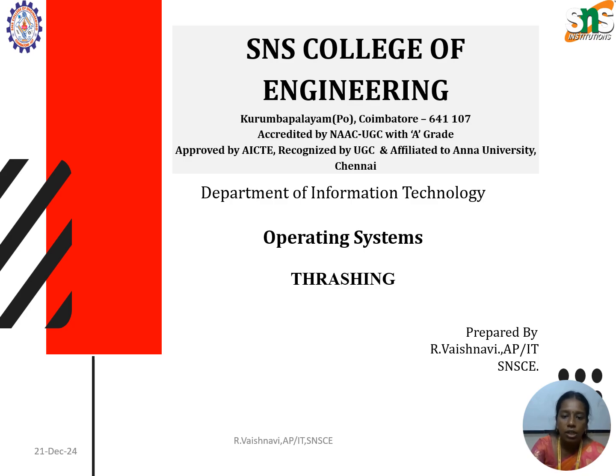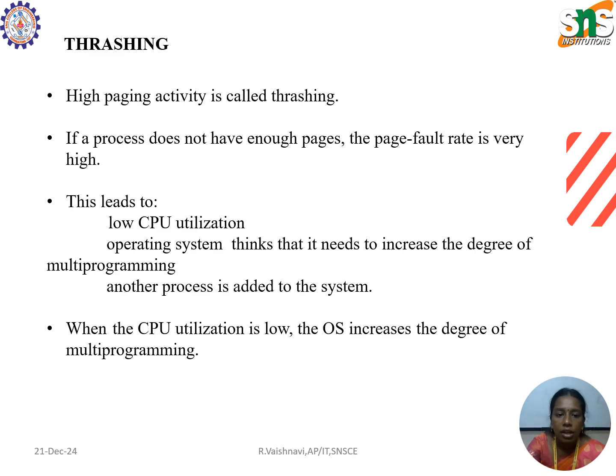Now we are going to see about thrashing in operating systems. Thrashing is a high paging activity. If a process does not have enough pages, the page fault rate is very high. This leads to low CPU utilization, and then the operating system thinks that it needs to increase the degree of multiprogramming, and another process is added to the system. When the CPU utilization is low, the OS increases the degree of multiprogramming.